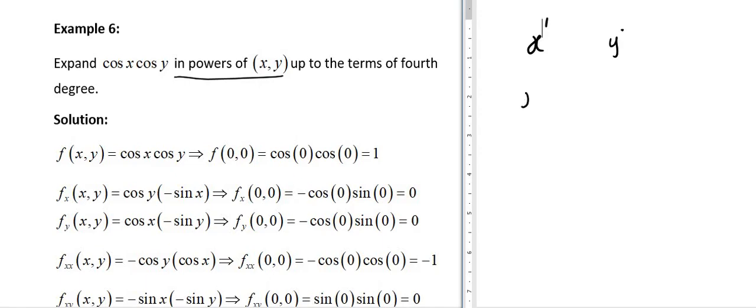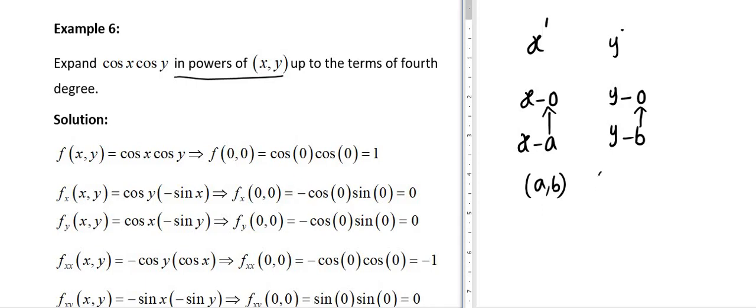So compare x with x minus a, y with y minus b. x can be written as x minus 0, y can be written as y minus 0. So a is 0, b is 0. So we are going to substitute a as 0, b as 0. That's why this problem is under Maclaurin's expansion.